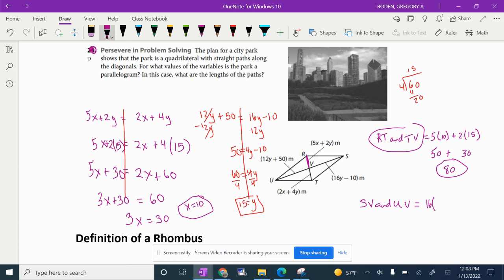Well, y in this case is 15 minus 10. Well, 15 times 16. So if I take 15 and I multiply it by 16, I get 240. So that gives me 240 minus 10, which gives me 230. So SV and UV are 230. And I'm done. So hopefully you were able to get those by yourselves.